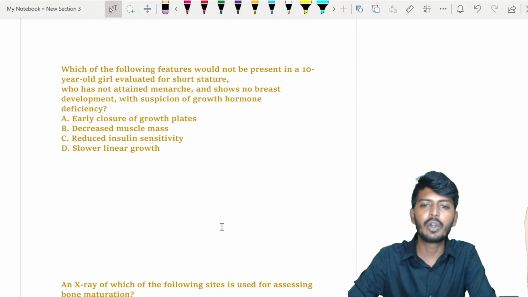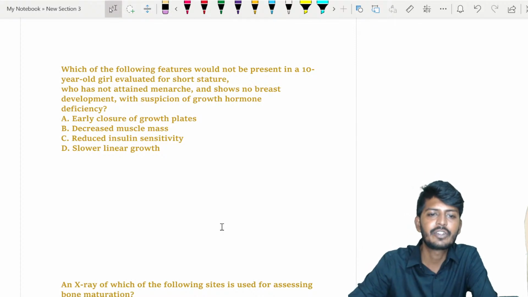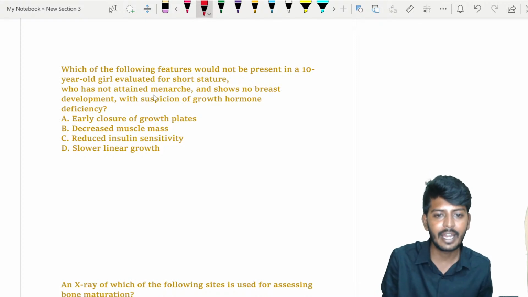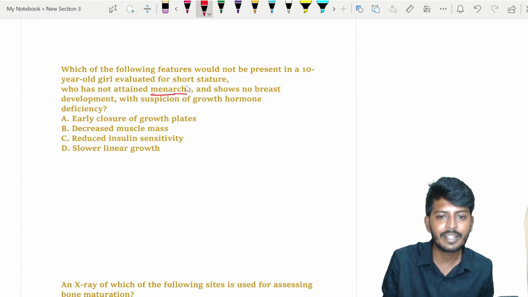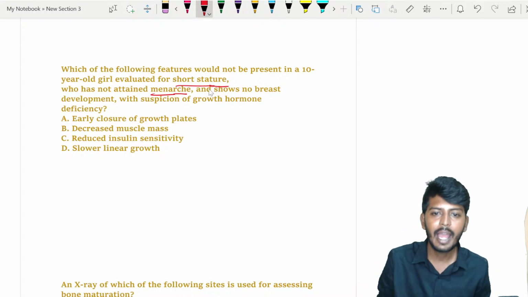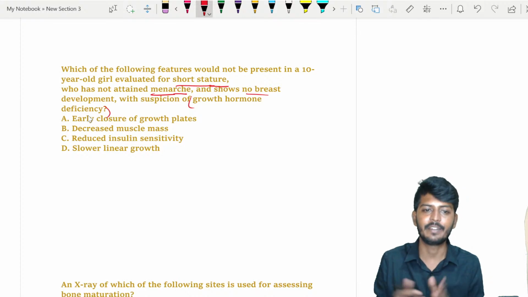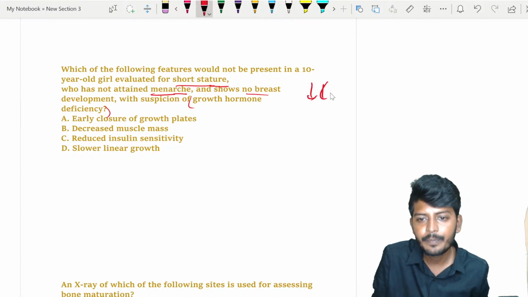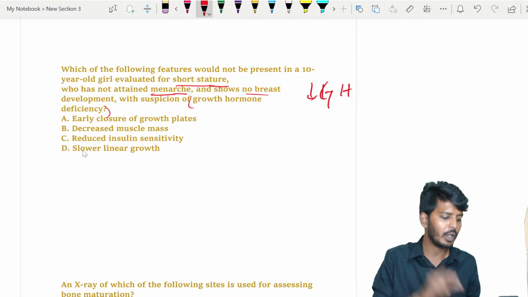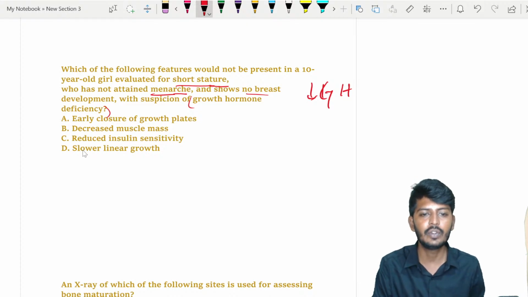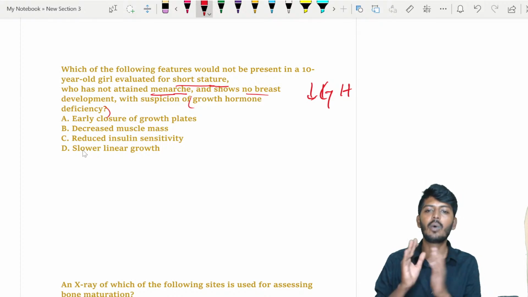Which of the following features would not be present in a 10-year-old girl evaluated for short stature, who has not attained menarche and shows no breast development, with suspicion of growth hormone deficiency? What is the case scenario here? She has not attained menarche, and she is evaluated for short stature. She is short, there is no breast development, and growth hormone deficiency is suspected. So there is a decrease of growth hormone. Which of the following is not seen? Option A, early closure of the growth plates; decreased muscle mass; reduced insulin sensitivity; slow linear growth. So what are all the possible things?